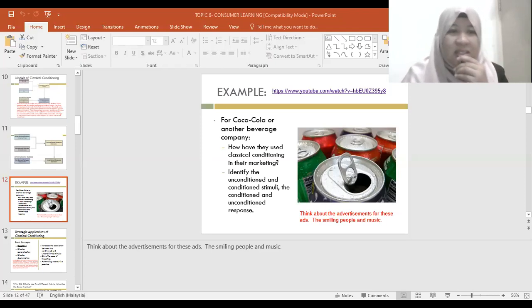Okay, so this is an example of Coke doing their advertisement. I do not know whether you can hear it well, but you can just Google this, the Coke fizz it up example, on how Coke actually does this classical conditioning, because it relates with the smile and dance, right? Okay, so this is how it looks like.